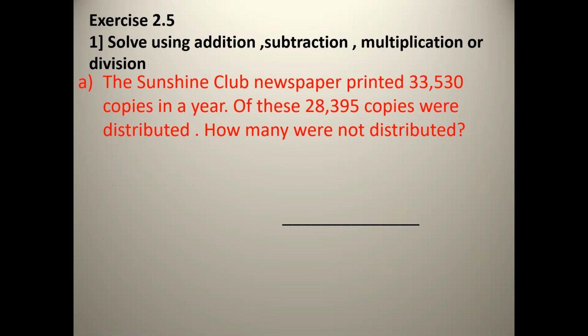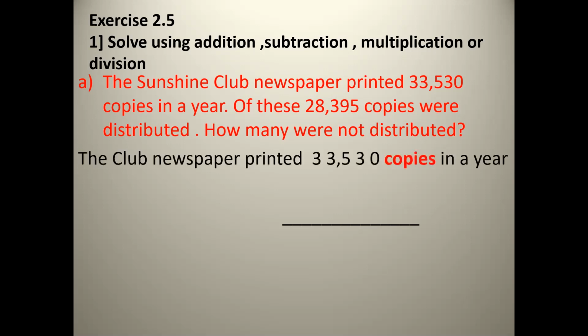The Sunshine Club newspaper printed 33,530 copies in a year. This is the total number of newspapers the Sunshine Club printed during a year. This is the first piece of information. Of this, 28,395 copies were distributed. So how many were not distributed? How many copies did we not distribute? So here I read the question and write the important information.